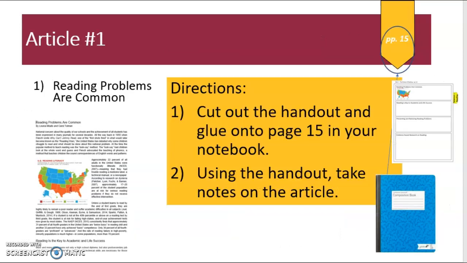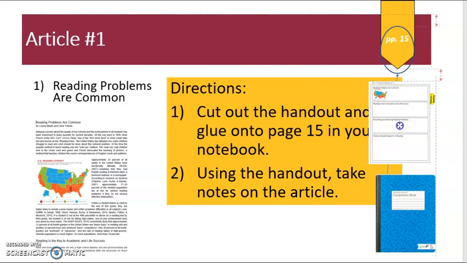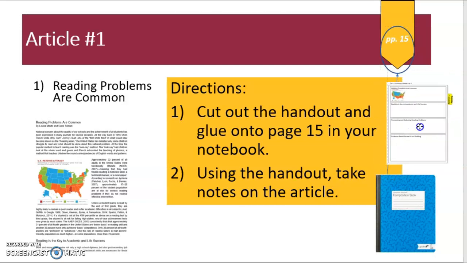So the first article is called Reading Problems Are Common. There's a handout that I gave you. It's this one that I'm moving around. It has a map on it. Cut that out, glue it, and put it on page 15. And then read the article and take notes on reading problems are common.